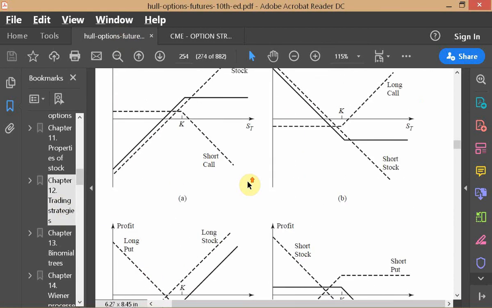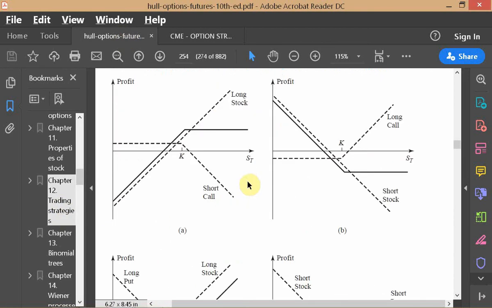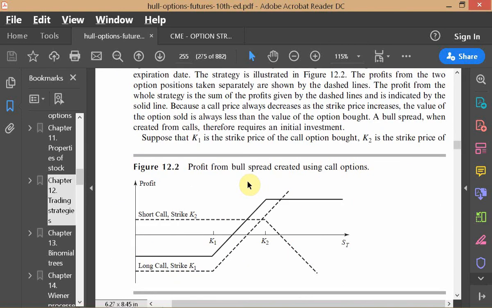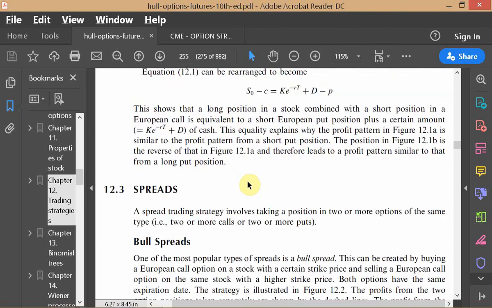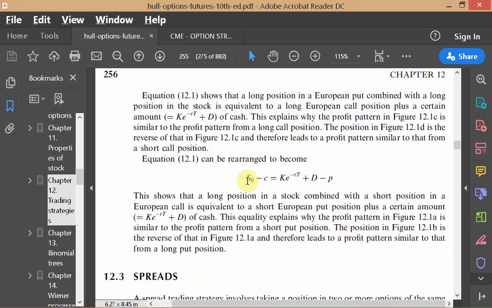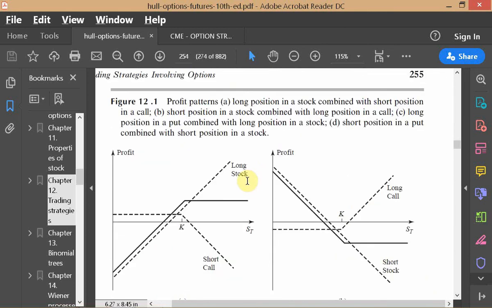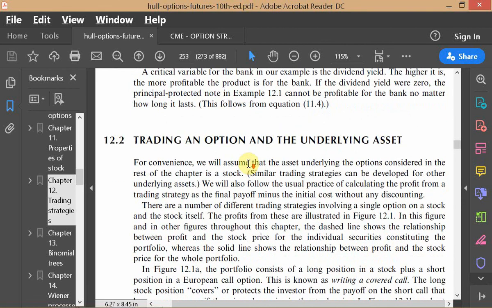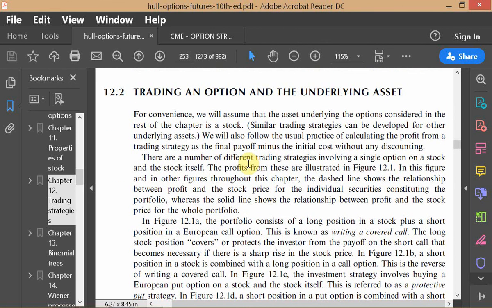This is chapter 12. I think this is 12.1, and I've got 12.2 here. I don't know why I've got 12.2. Actually, I should have mentioned 12.1. Or maybe it's a section. Yeah, the 12.2 is not referring to a figure, it's referring to a section.